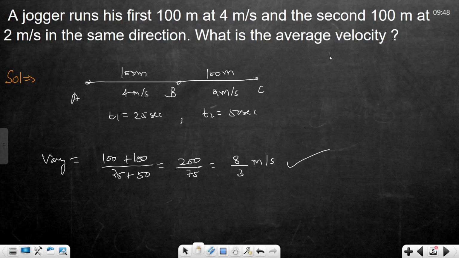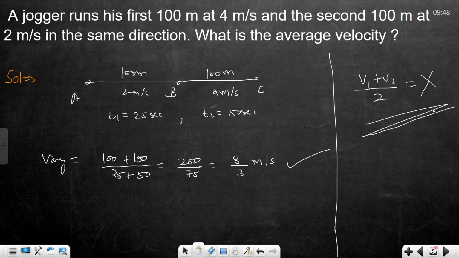You will have options of this approach, v1 plus v2/2, but that will be incorrect. It may be possible that you apply this method in some question and it will work because of the data there. It will depend on the data whether this is correct or incorrect, but this is not the exact formula to calculate the average speed or velocity.